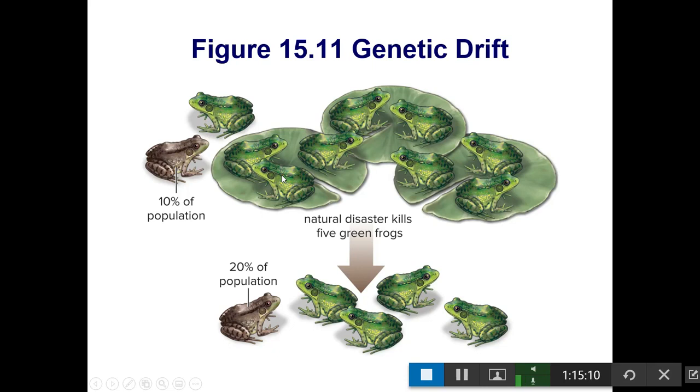Let's say a natural disaster kills 5 of these green frogs, and that's at random. It's just a natural catastrophe like a flood or a hurricane or a tsunami or an earthquake, etc. So due to this natural disaster, 5 frogs died. And that resulted in a population of 4 frogs that are green and 1 that's brown. That changed our gene pool. It changed our genotype frequencies. It changed the allele frequencies. So 20% of the population in this case would be brown and 80% would be green.